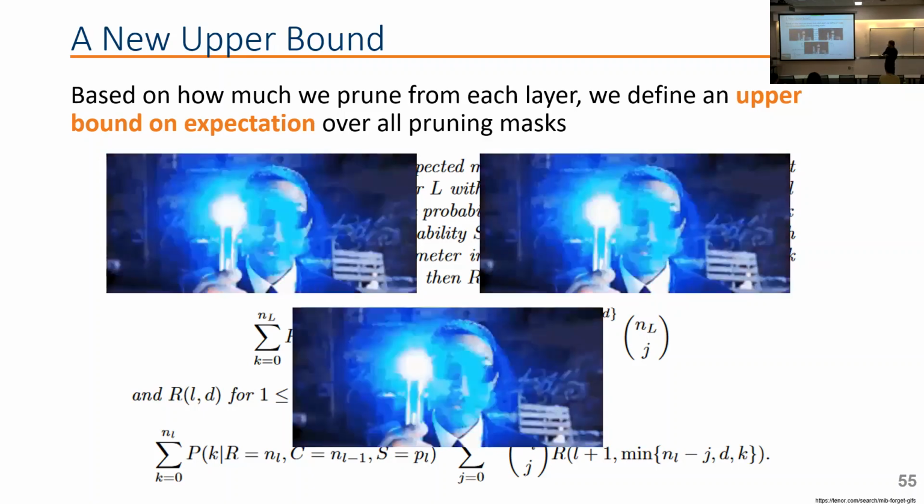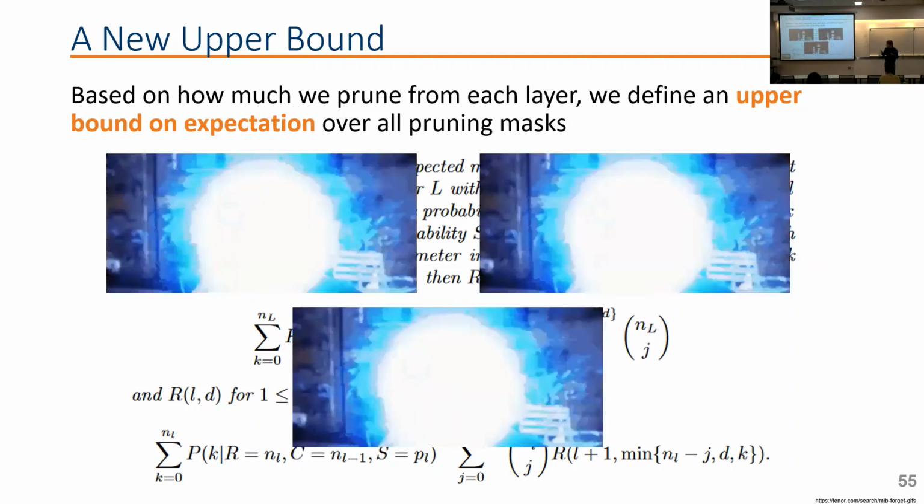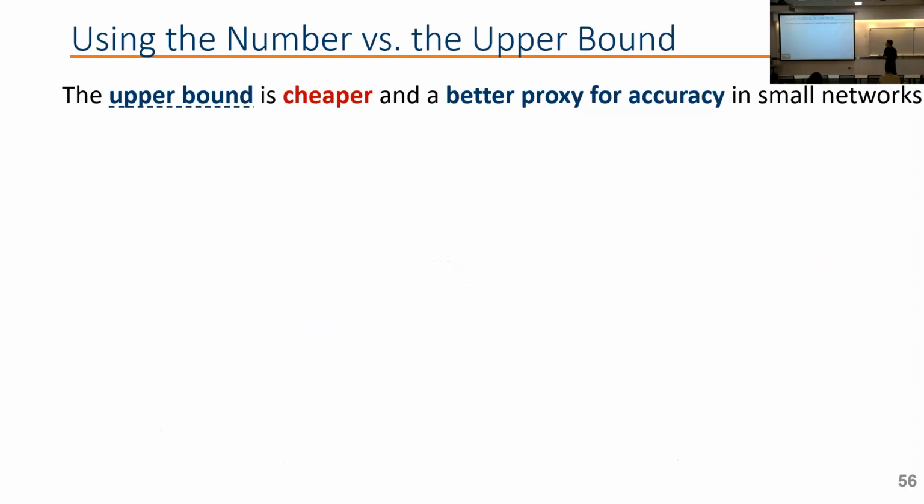But just having this bound was enough for us to start thinking about how can we preserve as much of the expressivity as possible. And what we found out is that calculating these upper bounds is a lot cheaper, and it's actually a better proxy for accuracy.